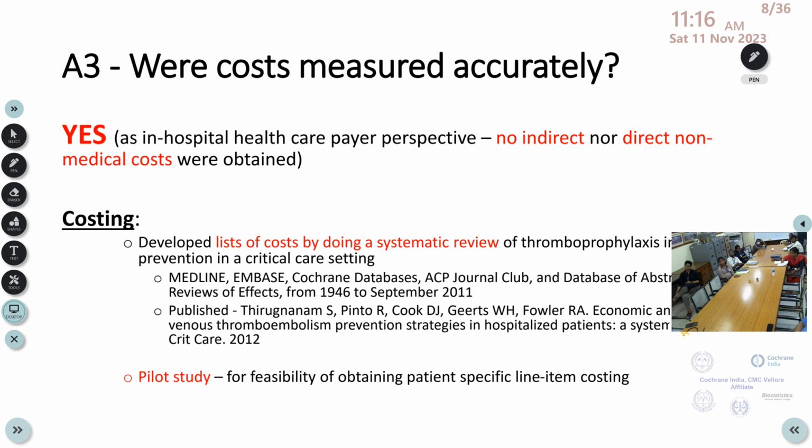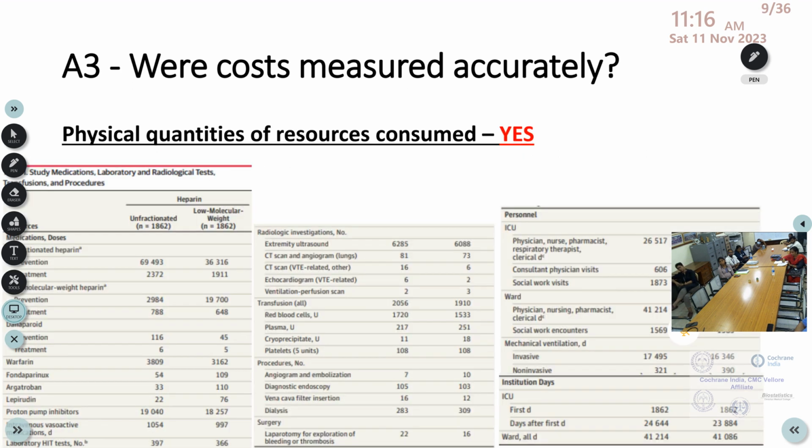Similarly, how would the person doing the study know which parameters to analyze and the funds for that to be calculated? So they've actually done their own systematic review where they looked at thromboprophylaxis in venous thromboembolism and seen what are the risk factors noted from that systematic review, and that is what they've taken as the parameters for analysis. And after doing this, they've done a pilot study to see feasibility in collecting this data. So that was quite well done, I thought.